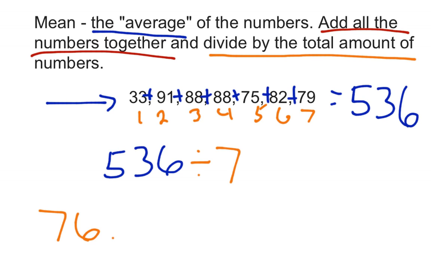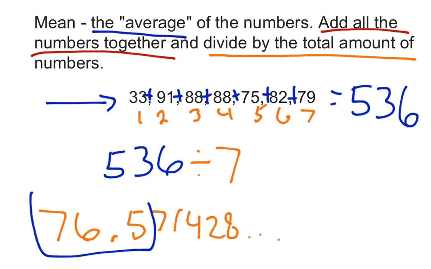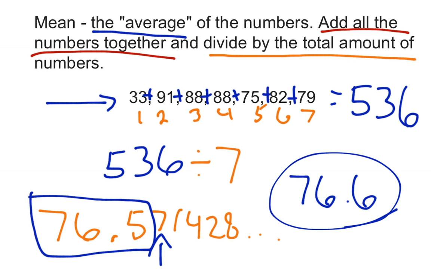536 divided by 7 actually gives me a really long decimal. It's about 76.571428, and then it keeps going. I'm going to put an ellipsis because it keeps going. Normally I'll say something like round to the nearest tenth. What we know about rounding is that if I ask you to round to the nearest tenth, I keep these numbers, and this 7 tells us to go up, so that becomes 76.6. So that would be the average of our test. If this was a class that had all these scores, the class average would be about 76.6% as a class.